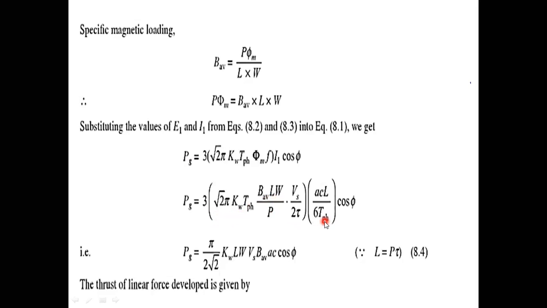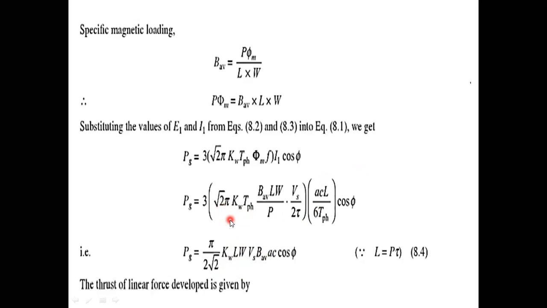Therefore we are getting pi by 2 into root 2 kW, with the winding factor, and L value, W into Vs, B average. Here root 2 into root 2 is considered, so that is why we are getting pi by 2 root 2 value. So this is nothing but the thrust of the linear force.